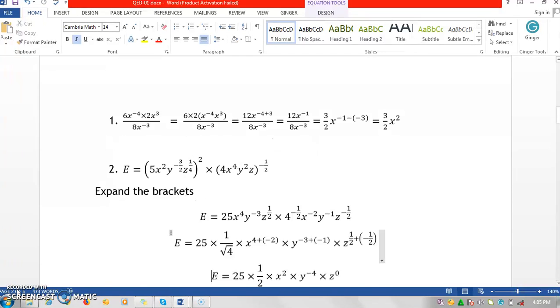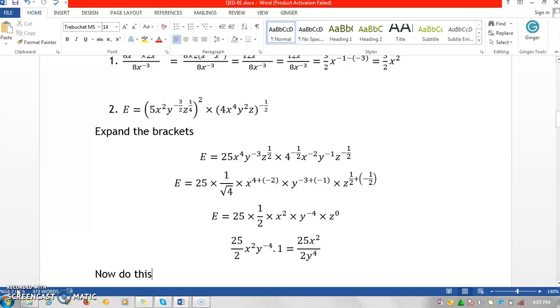Now look at number 2. We have E equals, the first bracket is squared, and what is in the bracket is 5x squared y raised to the power minus 3 over 2, z raised to the power 1 over 4. That bracket is squared. Multiply by another bracket, which is 4x raised to the power 4, y squared z. Then the bracket is raised to the power minus 1 over 2.